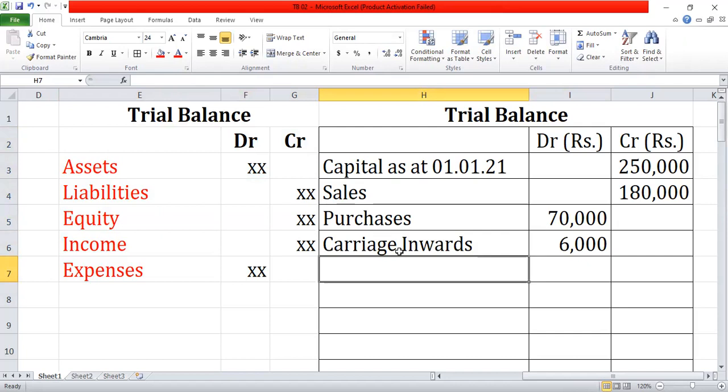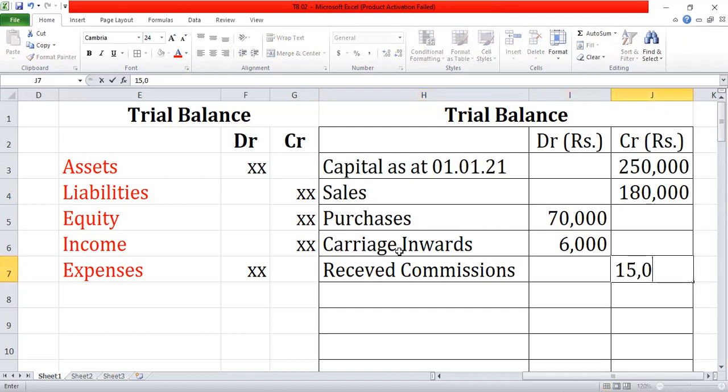Now, once again, if you can't understand, you are free to ask questions. After the carriage inwards, it is received commission. Check whether you have written it as an income, then it is correct. Income, the balance is recorded in the credit column, 15,000.